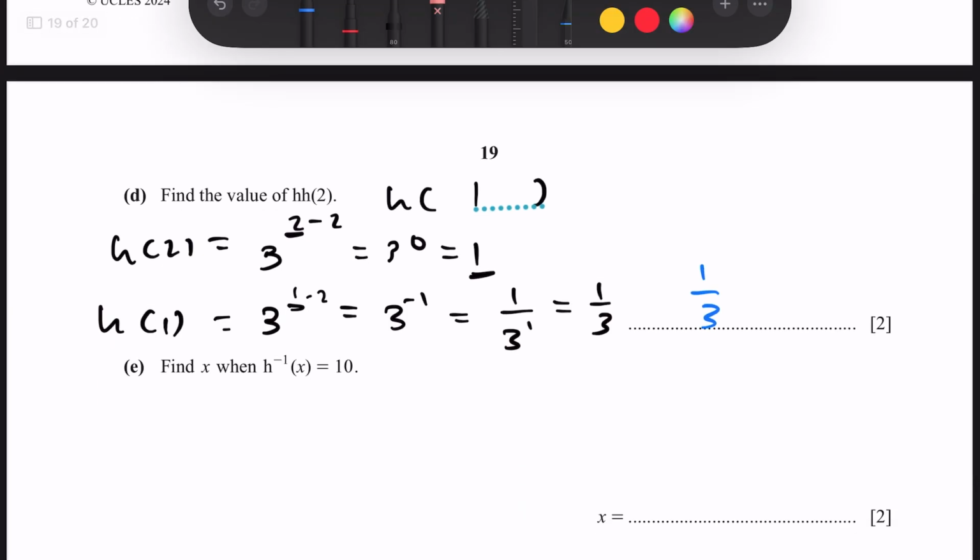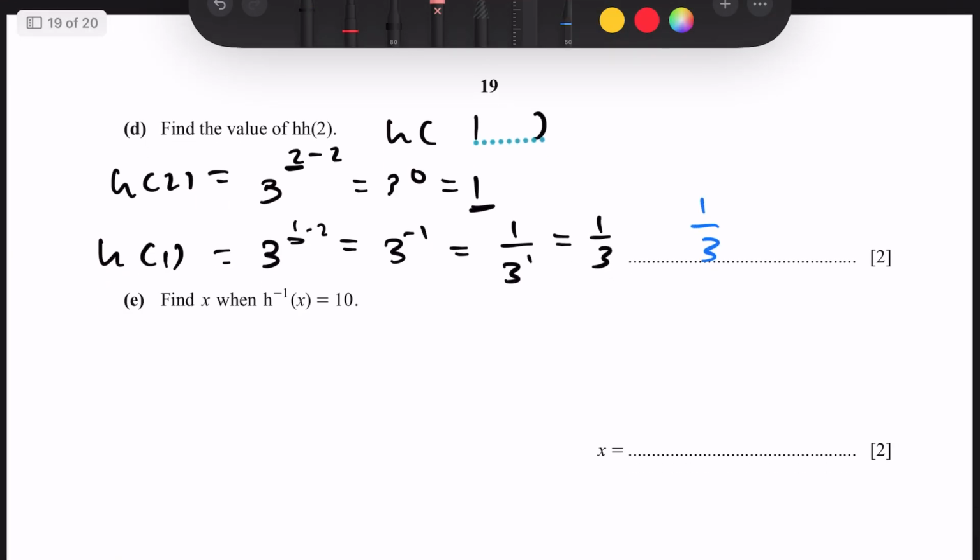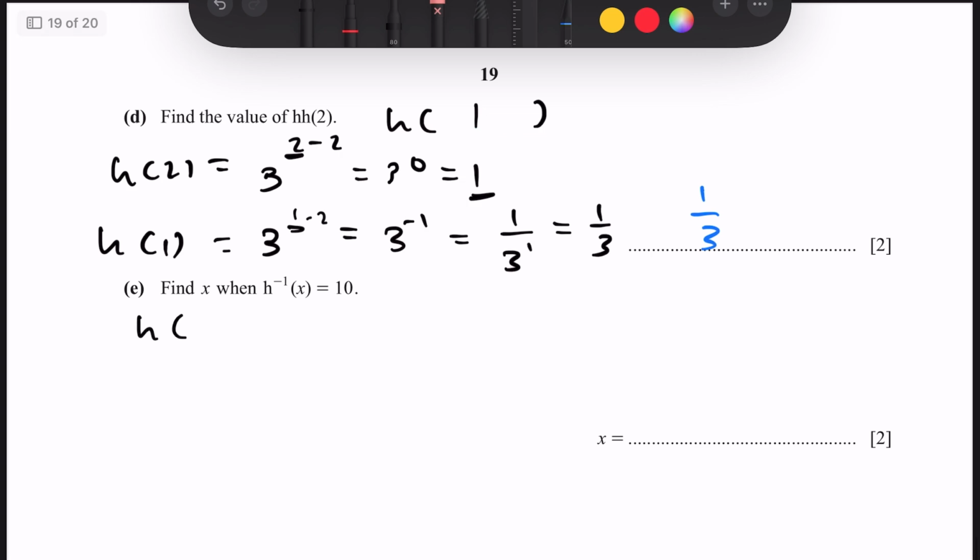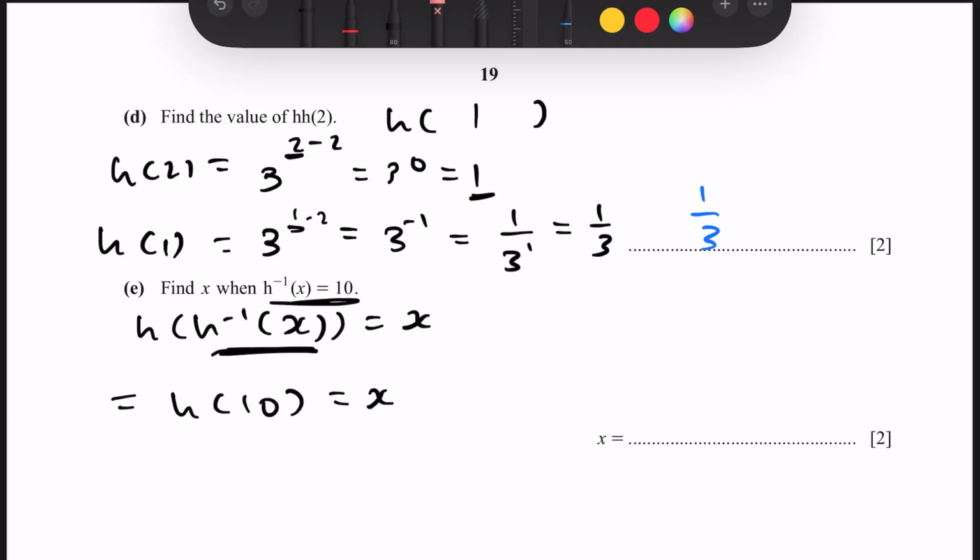Now (e) says to find x when h inverse of x is equal to 10. Now for this, we'll make use of a different rule for functions, which is that the composite function made with h and its inverse would just give you the value of x itself. So since h inverse of x is equal to 10, this means that h(10) is equal to x. So x is equal to h(10).